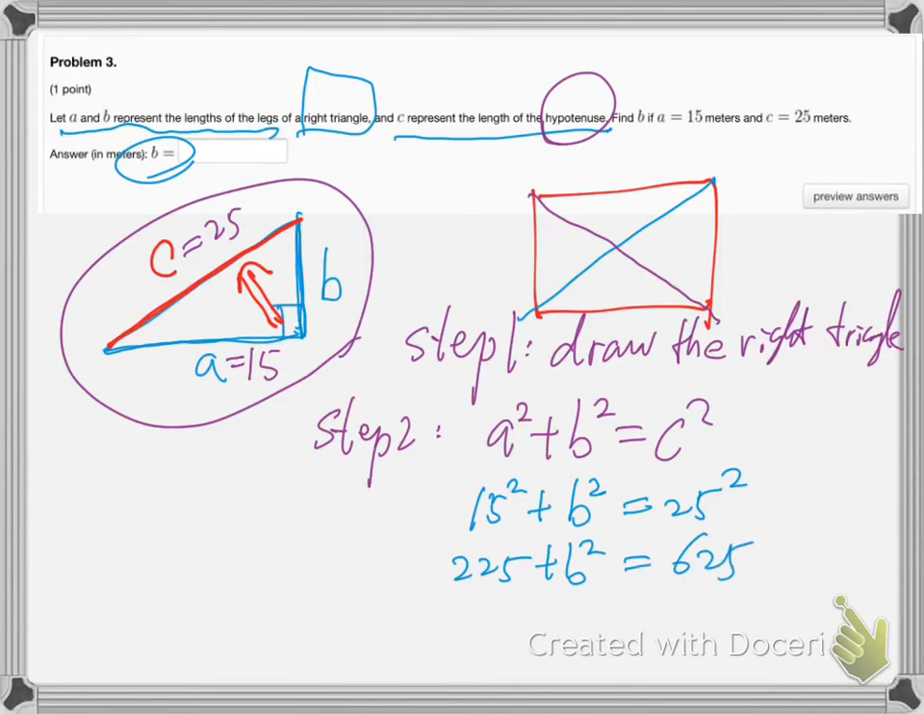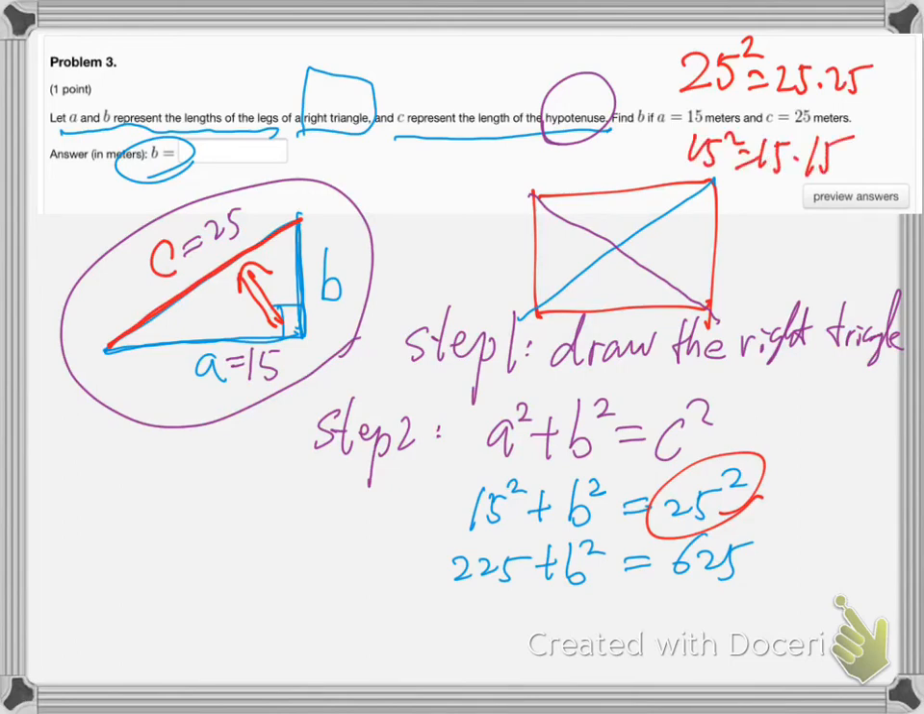Okay, so be careful. It's 25 squared. It's not 25 times 2. 25 squared is 25 times 25. 15 squared is 15 times 15. So square means the number times itself.